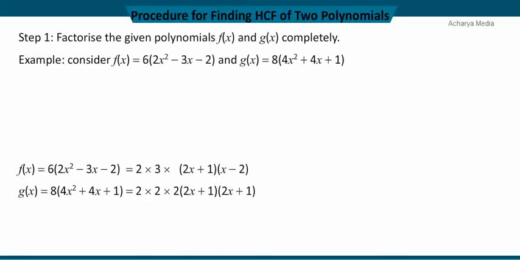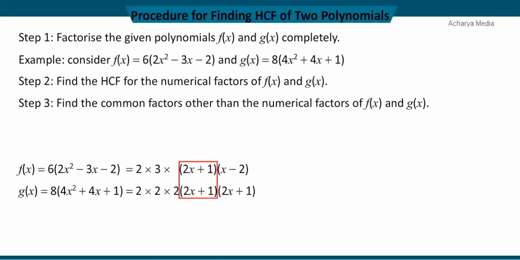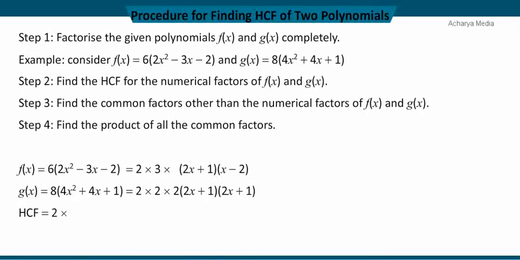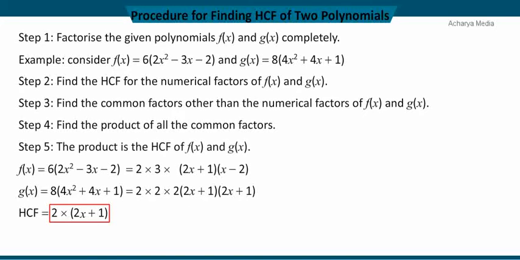Step 2. Find the HCF for the numerical factors of f of x and g of x. Step 3. Find the common factors other than the numerical factors of f of x and g of x. Step 4. Find the product of all the factors. Step 5. The product is the HCF of f of x and g of x.